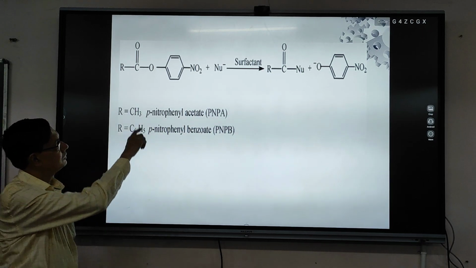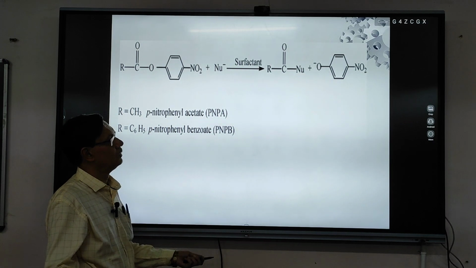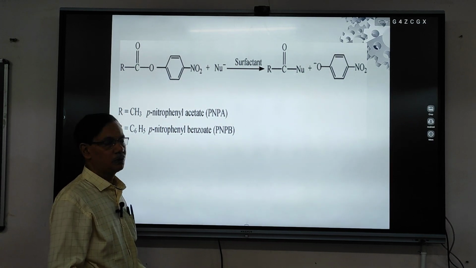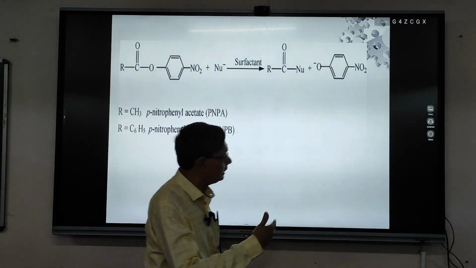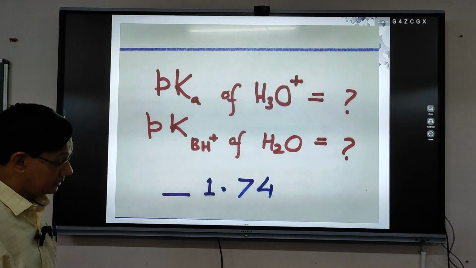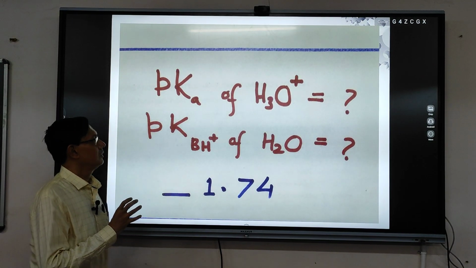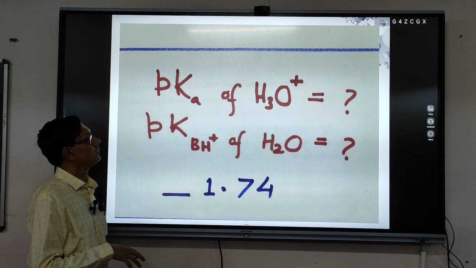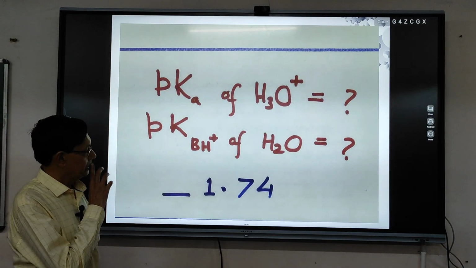Let me start by giving one example of this alpha nucleophile, because it is a very simple type of compound which is called para-nitrophenyl acetate. And if you add a simple nucleophile, suppose the rate constant is very slow. But if we add an alpha nucleophile, the rate constant will be tremendously increased. Yes, that is the most important contribution of acid-base chemistry.